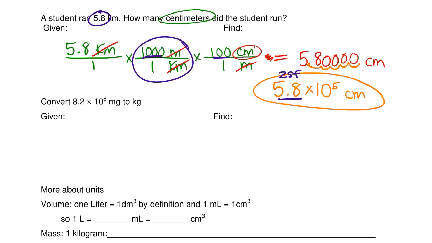Here's another one. Converting this many milligrams, 8.2 times 10 to the 8th milligrams to kilograms. This is what I know. This is what I don't know. But what you know, put over 1, and then put your multiplication symbol in your fraction bar. You do need to have your units while you're working it so you don't get lost.